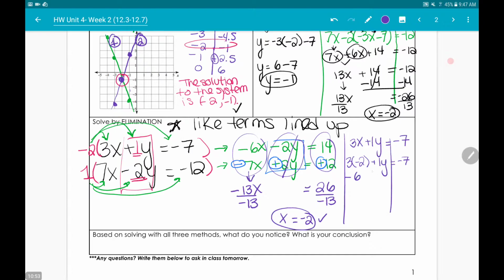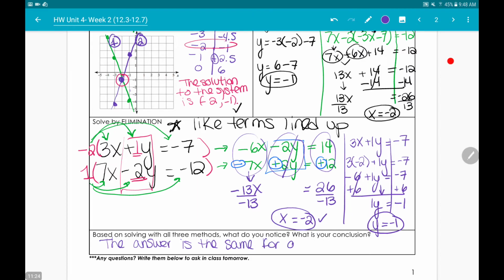So I know this seems really tedious, and why do it all 3 ways if we already got the answer? But on your quiz tomorrow, we need to make sure we know how to solve using all 3 ways. On your project, at the end of the unit, you will also need to know how to solve all 3 ways. Okay? Based on solving all 3 methods, what do you notice? What is your conclusion? So the answer is the same for all 3 methods.